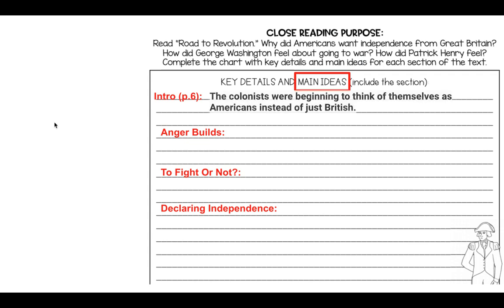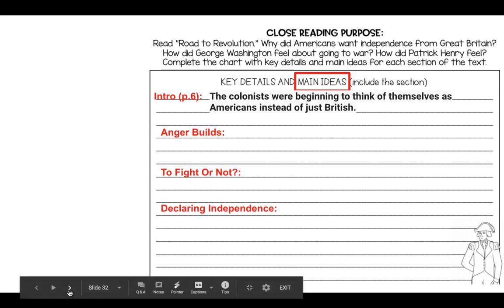Okay, so the main idea of the introduction, the way that I put it together, was the colonists were beginning to think of themselves as Americans instead of just British. Okay. All right, we'll move on to our next section, Anger Builds.